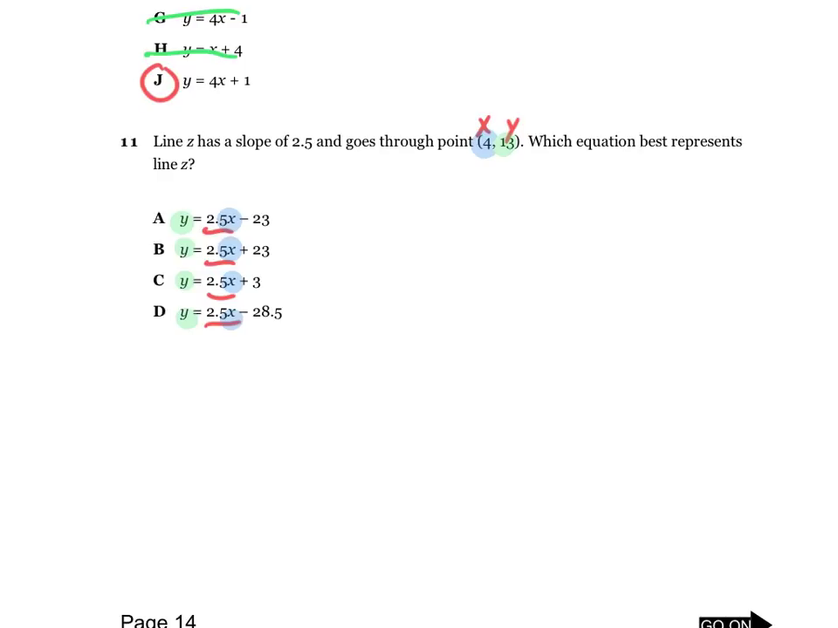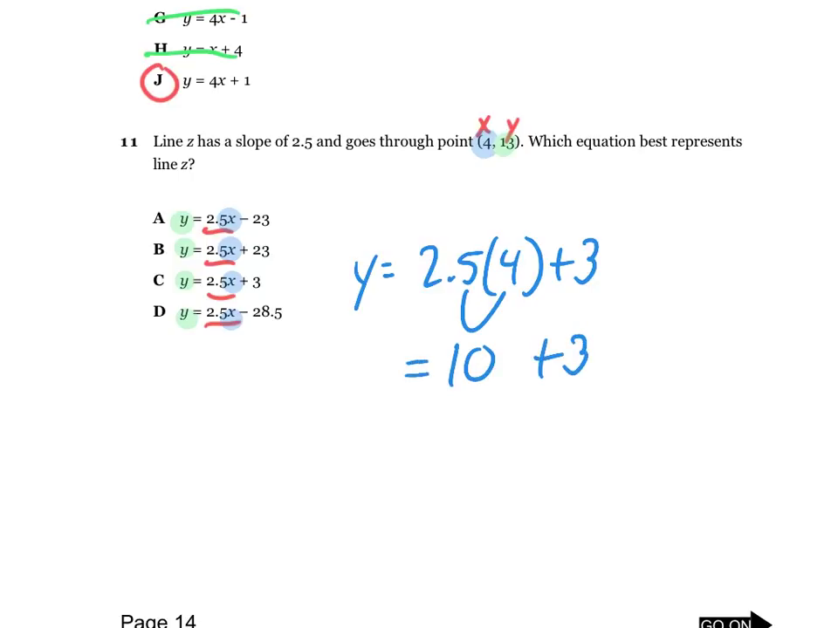So on C, I'm going to do y equals 2.5. I have to multiply that times 4 and then add 3. Whenever I work this out, this should give me 13. If I multiply this right here, I get 10. So 10 plus 3 is going to give me the 13 that I was looking for. So the answer is C on number 11.